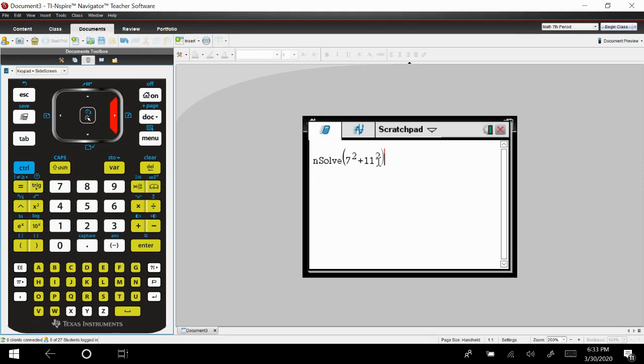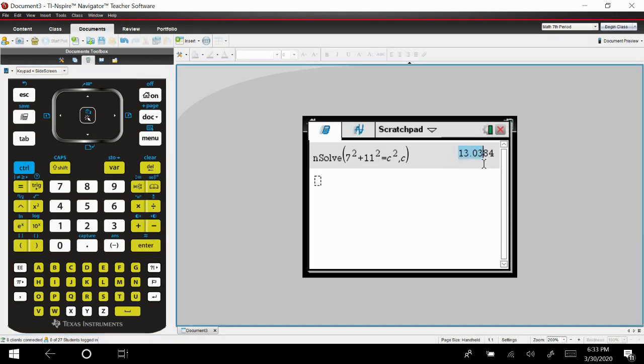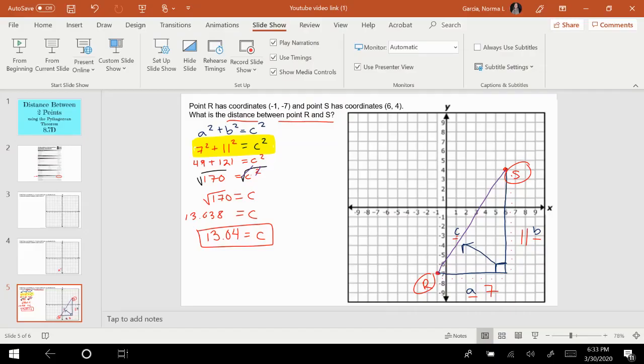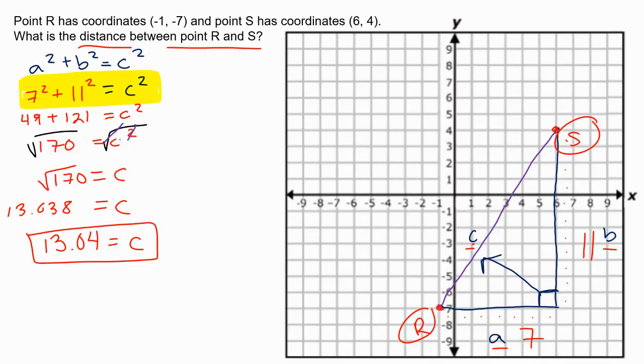Sorry, it's messing up on me a little bit. Okay, equals our C squared. And we got to tell the calculator that we're looking for C. And we can see that we have the same exact answer that we just got. But remember to round. Let's look at one more example.